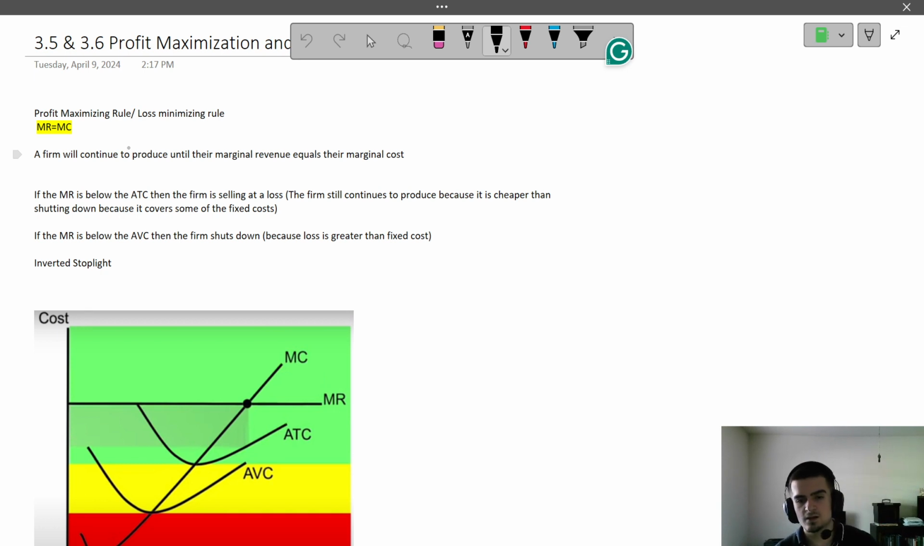So that baker will continue to produce until they'll be losing money per loaf of bread that they make. So they'll stop when marginal revenue equals marginal cost. So this is the profit maximization rule or loss minimizing rule, and I'll get into the loss minimizing rule.